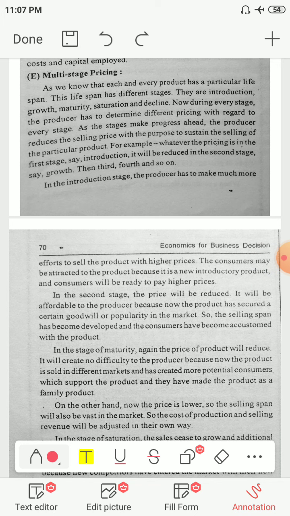We are discussing unit number 2, and in today's lecture we will discuss the remaining methods of pricing, that is multi-stage pricing and peak load pricing. Let us see in detail.